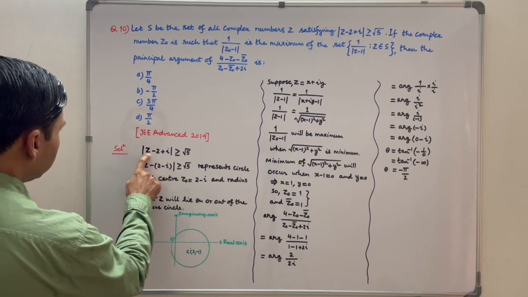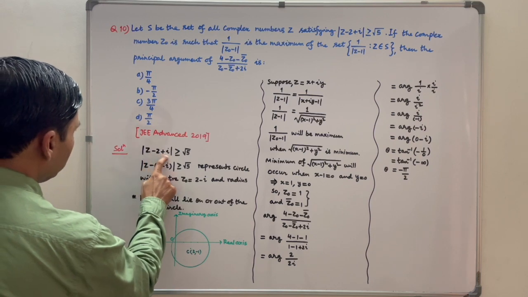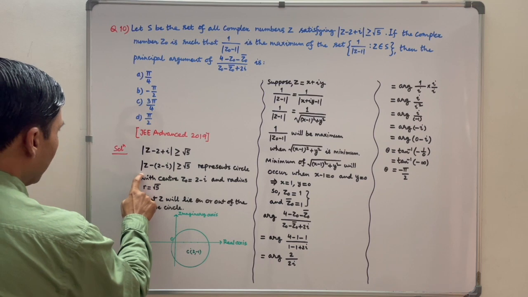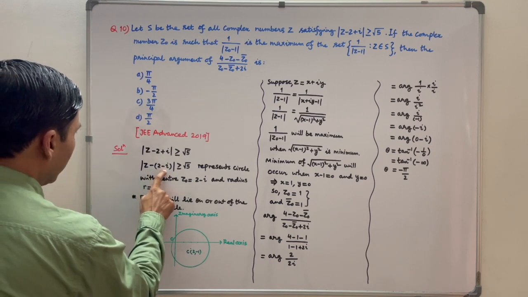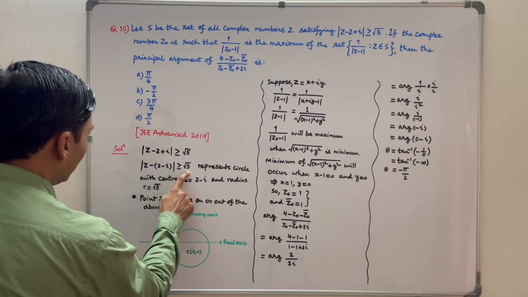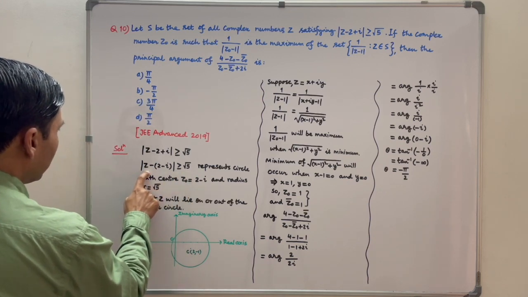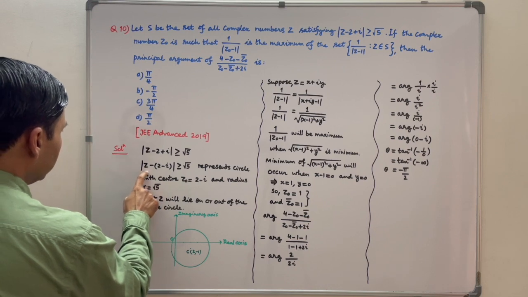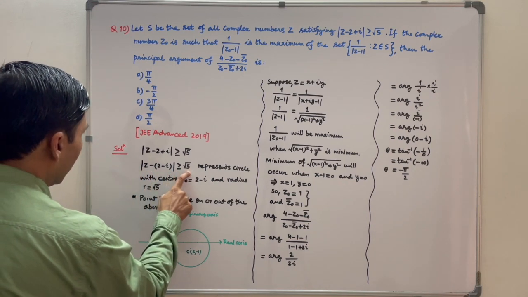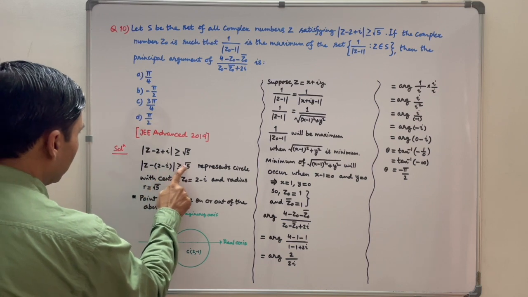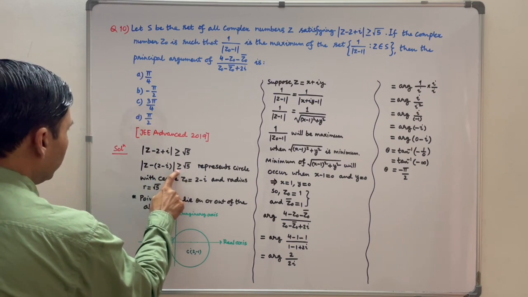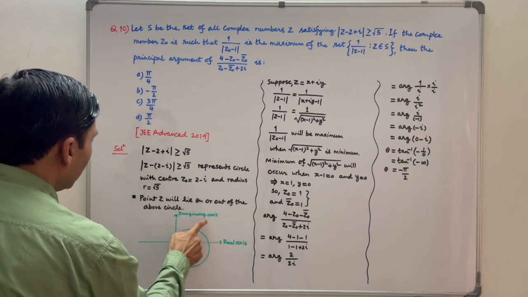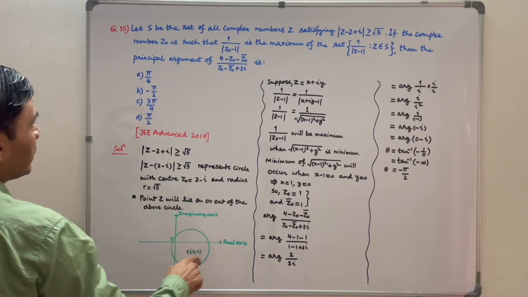It is given that z satisfies mod z minus 2 plus i is greater than or equal to root 5. We can write this as mod z minus in bracket (2 minus i) is greater than or equal to root 5. This matches with the standard form of the circle. We know that the standard form of the circle is mod z minus z0 is equal to r, where z0 is center and r is radius. Inequality greater than or equal to means z lies either on the circle or outside of the circle.